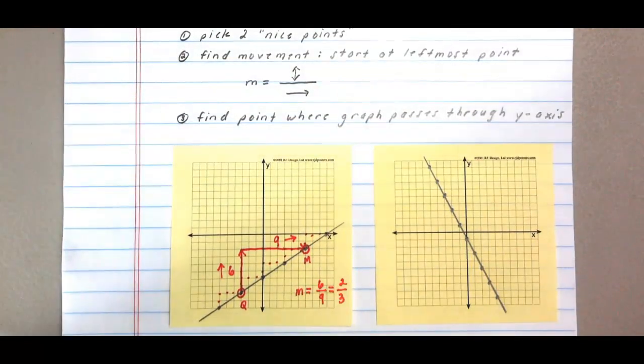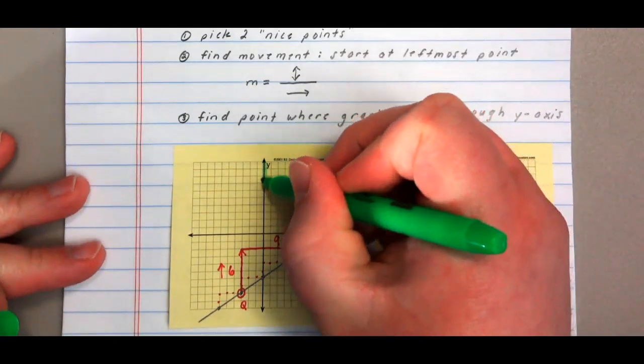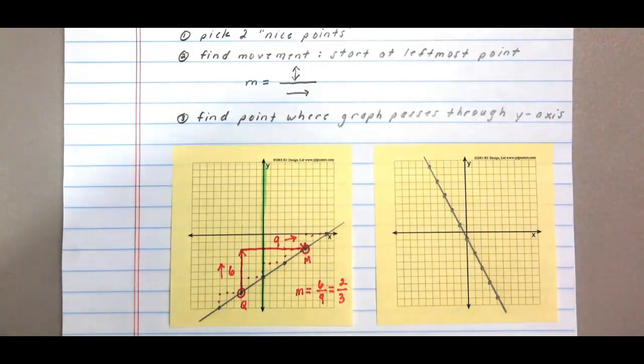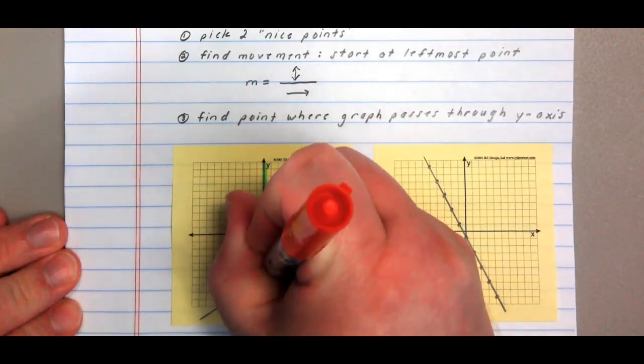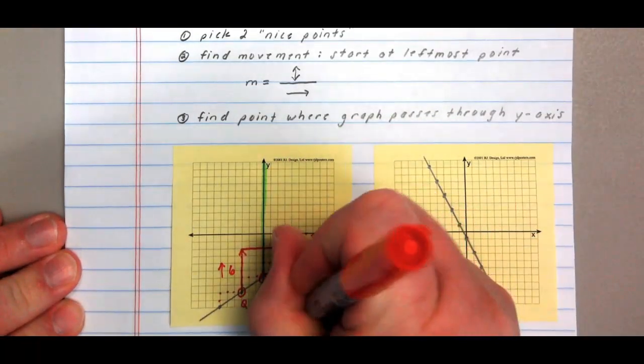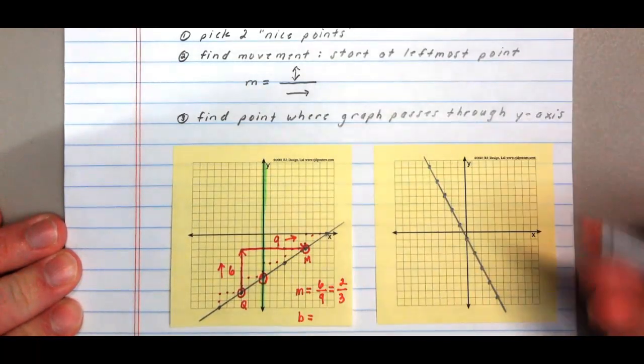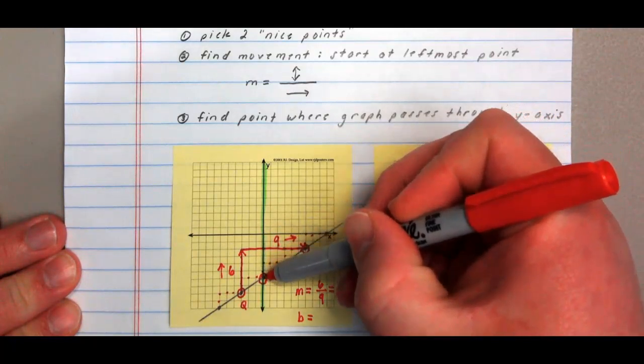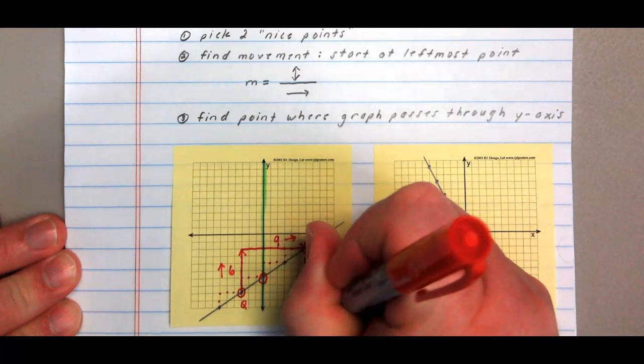So that slope tells us how it moves. The other part of this is to figure out where this line crosses the y-axis. If we look at this, the y-axis here is the vertical axis, and it crosses right here. So the b value, where it crosses, well, that's down at -1, -2, -3, -4, -5, -6. So the b value is -6.